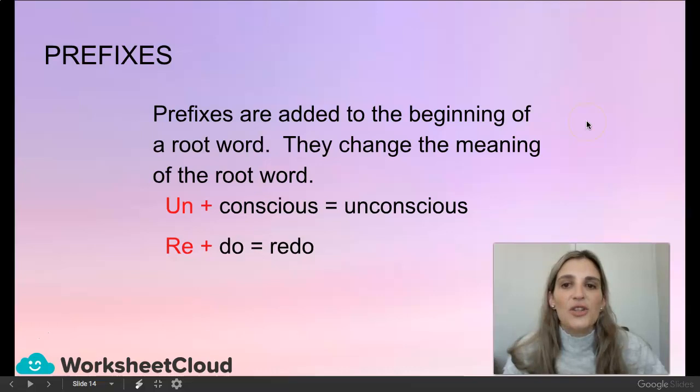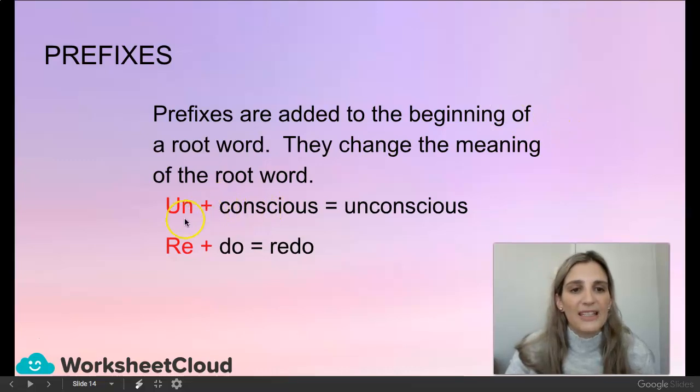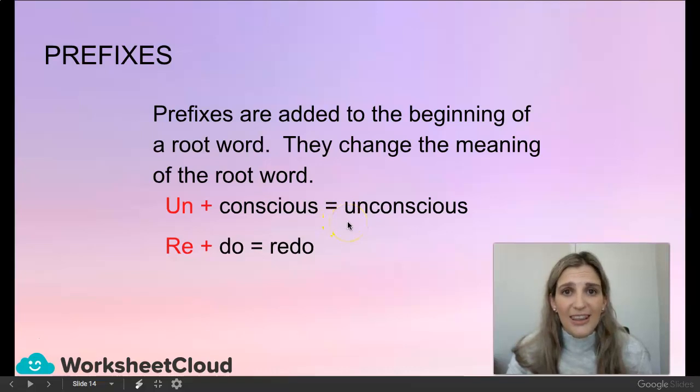Prefixes are added to the beginning of a root word. Okay, so we saw in a lot of those examples, it's before. They change the meaning of a root word. So let's look at how it changes. So if you're conscious, you're awake, you're aware. Now if we add the prefix un to conscious, you get unconscious. That's bad. You're not awake, something bad's happened. Normally if you get a head injury in rugby or in hockey or any contact sport where something can hurt you, you can become unconscious.